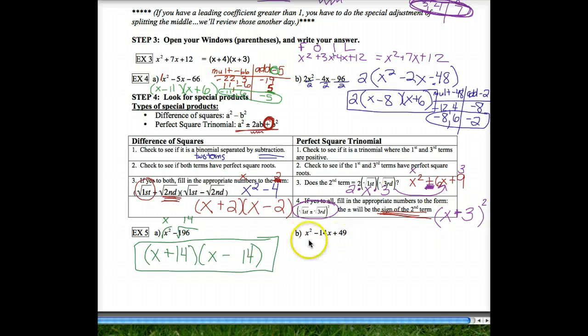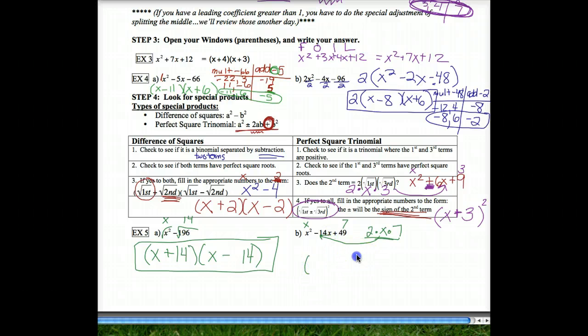If you didn't try this one, try it now and then unpause. This has 3 terms, so I'm checking for PST. It is a trinomial. First and third are both positive. First and third do have perfect square roots, x and 7. My middle term, 2 times x times 7 is 14x. We're not worried about the sign, we're just worried about the value. Yes, this is the middle term.